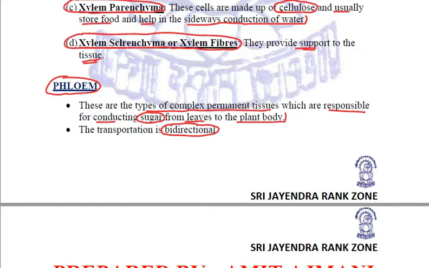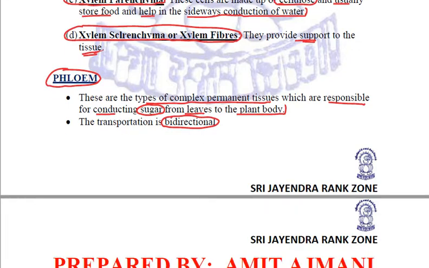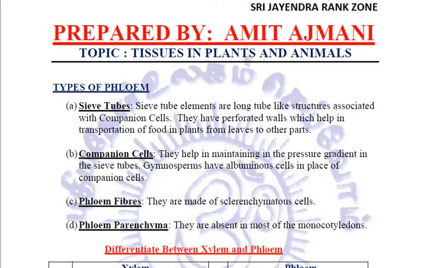this transportation takes place from the leaves to the plant body because the food is manufactured or synthesized in the leaves. Now this phloem is also further divided into four types. What are these four types of phloem? These are sieve tubes, companion cells, phloem fibers, and phloem parenchyma.